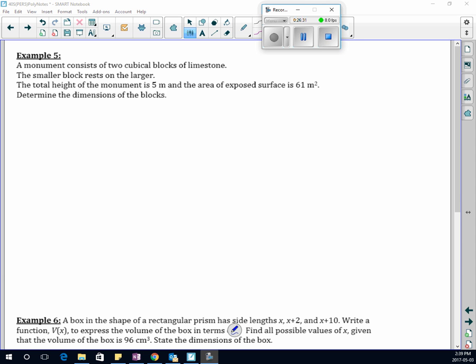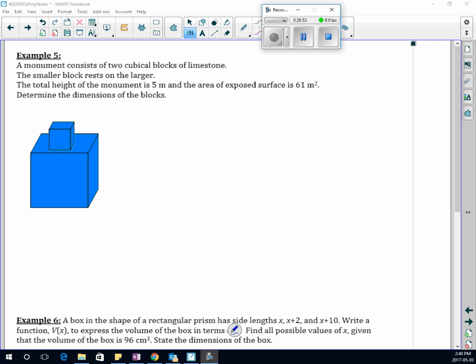Okay, so a monument consists of 2 cubical blocks of limestone. The smaller block rests on the larger. The total height of the monument is 5 meters and the area of the exposed surface is 61 meters squared. Determine the dimensions of the blocks. This one I'm going to actually use my pictures for.